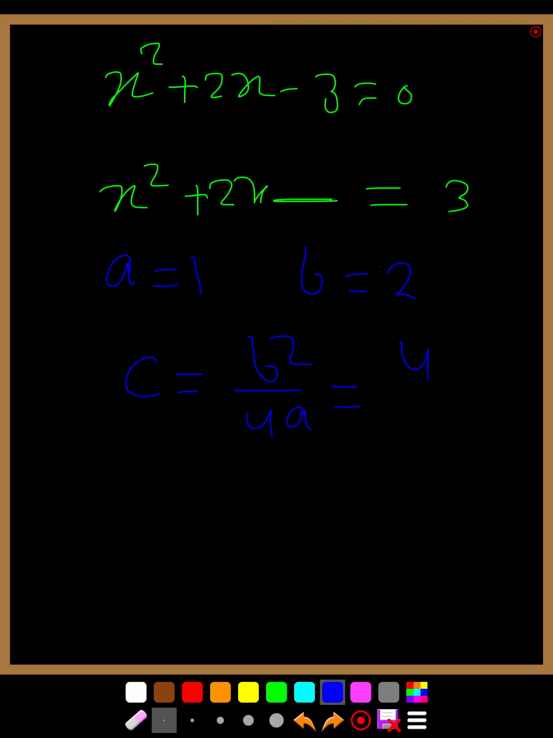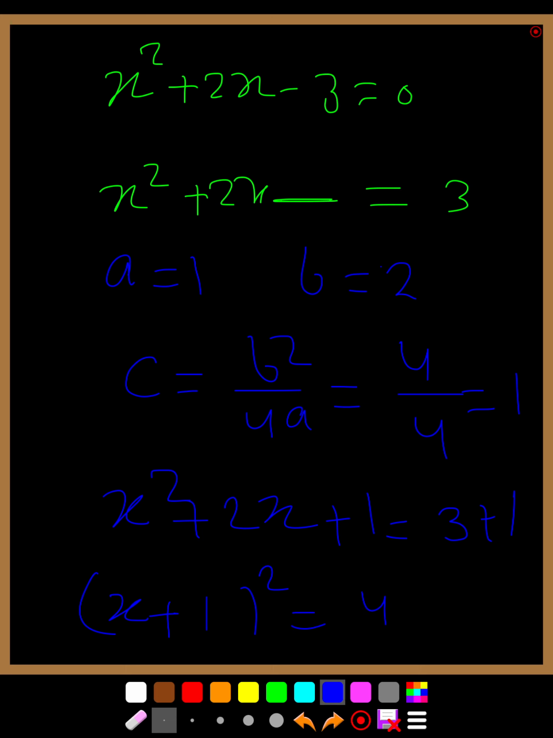So here 4 over what? Over 4a. 4a is 4. Okay, so we have x power 2 plus 2x here equals 1, right? Here plus 1 equals 3 plus 1. Write this one as a perfect square. So here power 2, the root of the first term x, and the same as the middle, plus, and root of 1, which is 1, equals what?